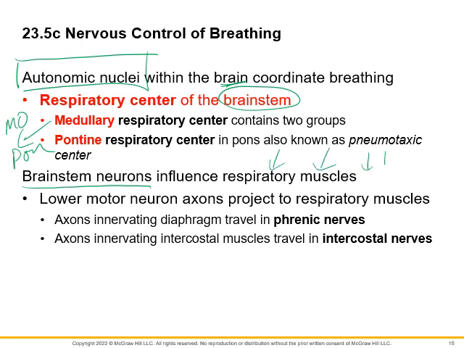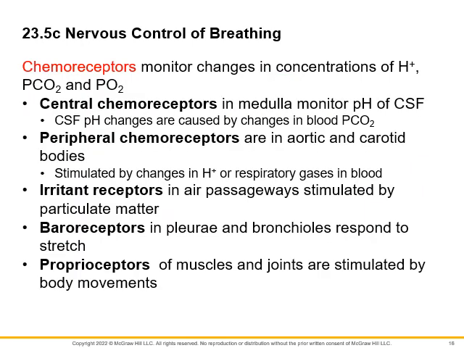So remember, if you have the diaphragm moving, we have to have a neuromuscular junction. This has to be controlled by some sort of nerve to tell that diaphragm to contract, right? So we're going to see lower motor neurons that project into the respiratory muscles, and specifically the axons that innervate the diaphragm travel in the phrenic nerve, and then in the intercostals we have intercostal nerves.